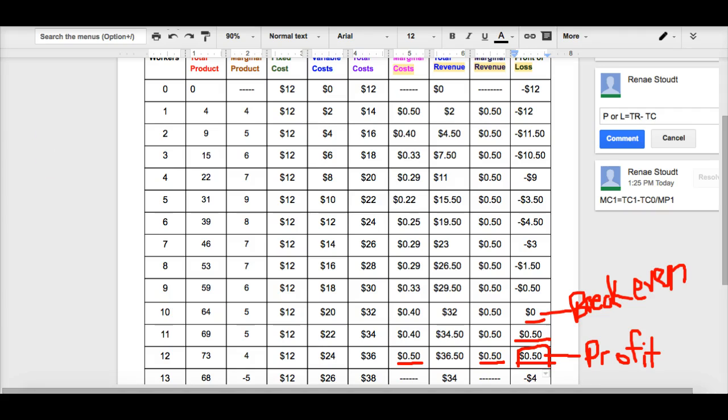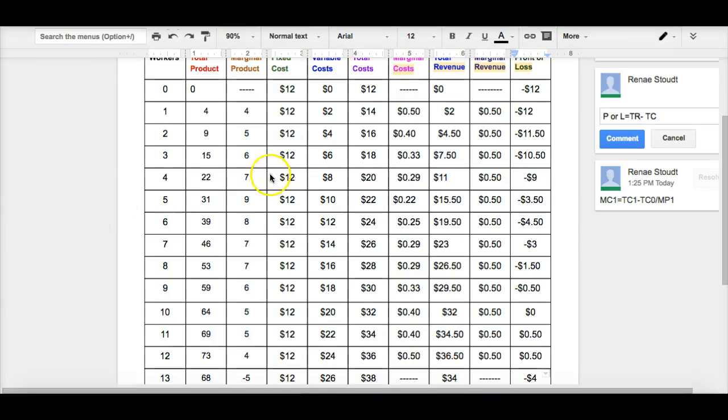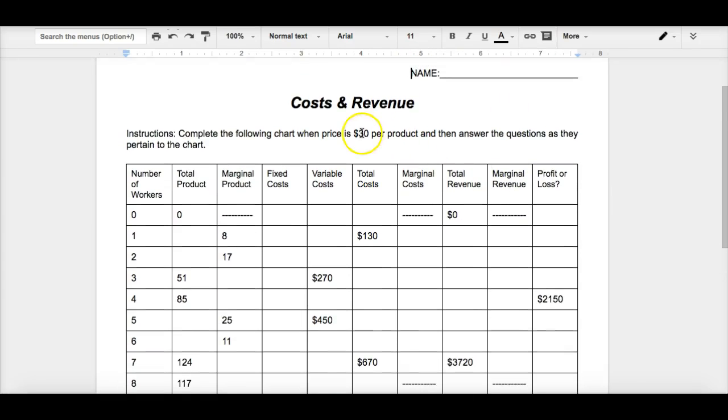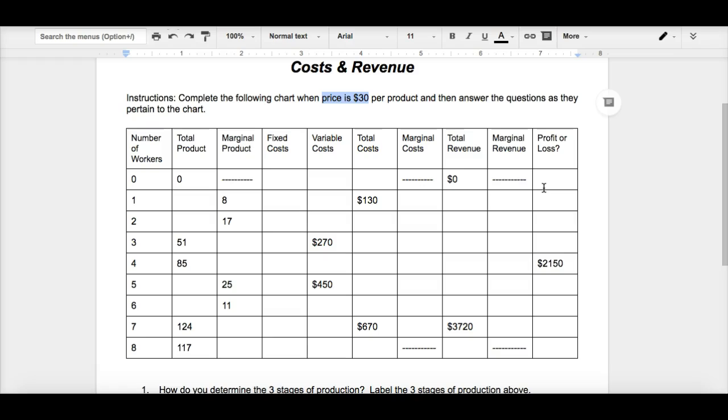All right, now the sub is going to pass out to you practice of this whole thing. So you are actually going to get a paper that looks like this. Okay, notice that at the top I give you the price. The price is $30. Lots and lots of blanks in here. Yes, I know, don't let it freak you out. You can do this. You have all the tools to be able to do this.